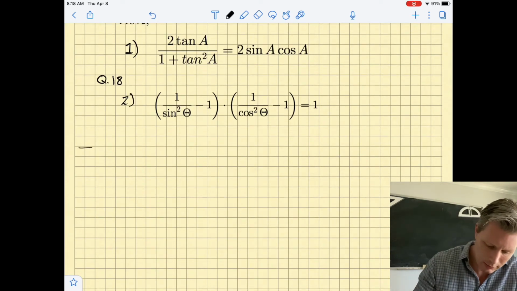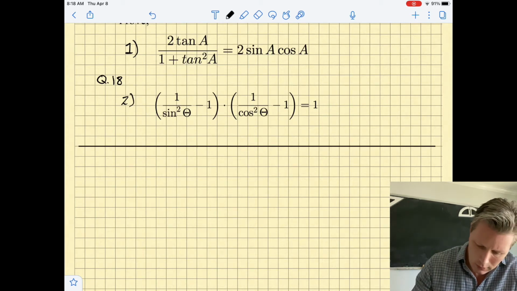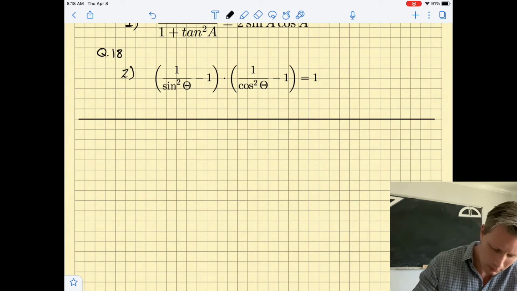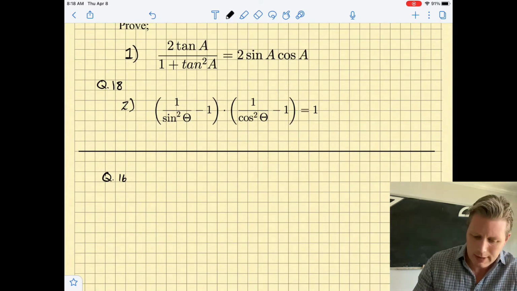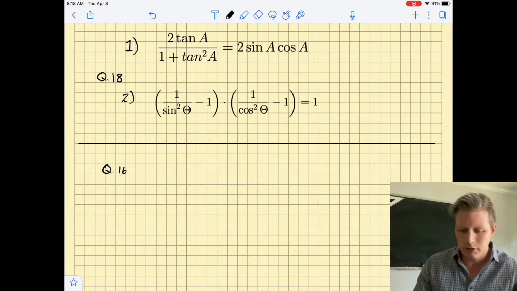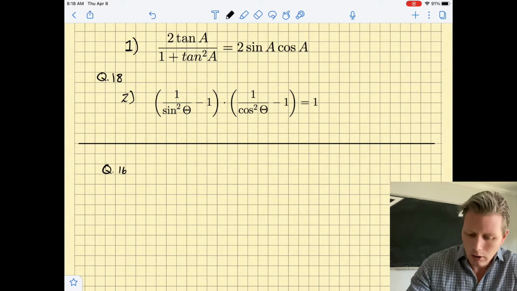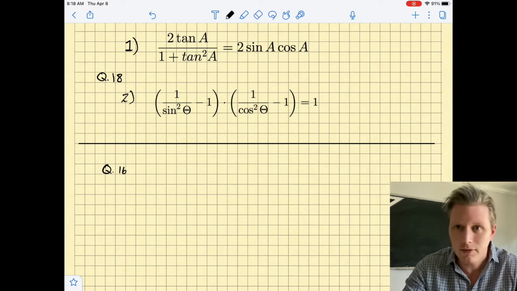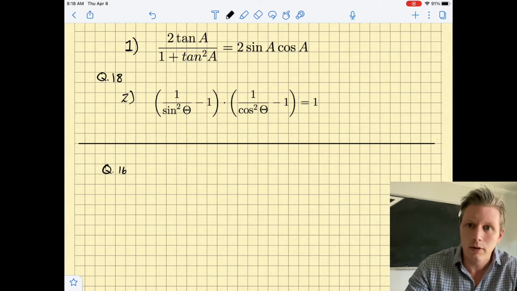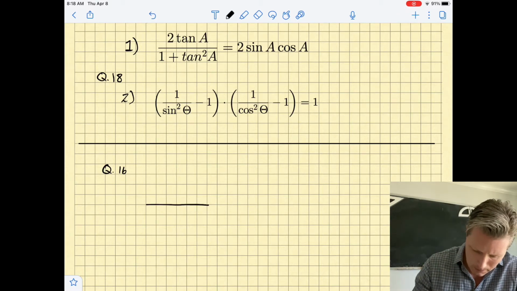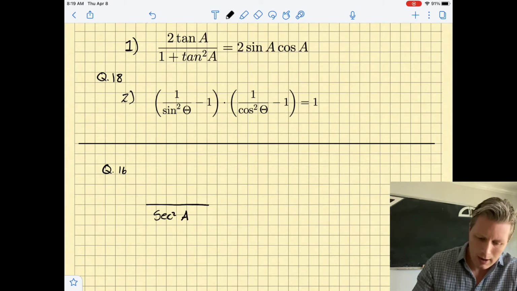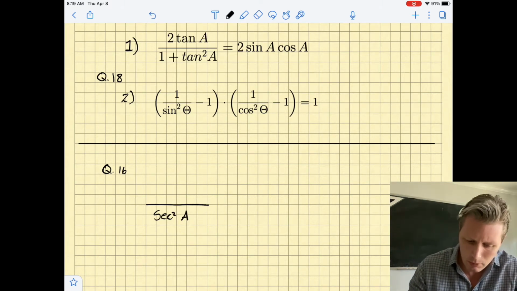All right, so let me take this one down here. This is where I'm going to try the problem. This is question number 16. 2 tan of A over 1 plus tan squared. We want to show that that's 2 sine A cosine A. Well, first thing I realize is that 1 plus tan squared of A, as we know, is just secant squared of A. So my denominator is secant squared of A. It's 1 plus tan squared. And in my numerator, I have 2 tan A.